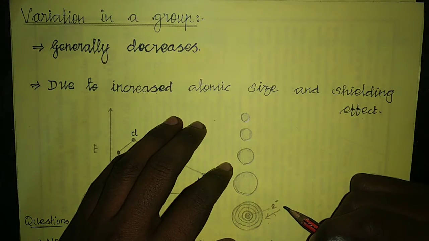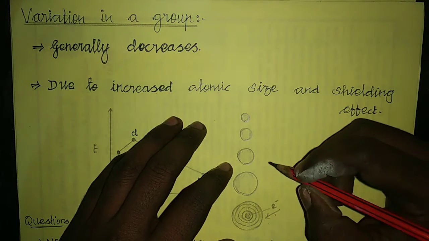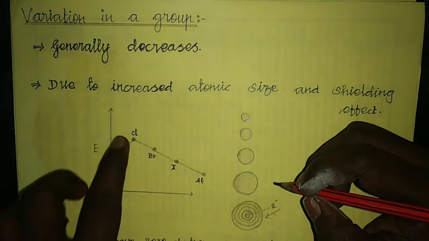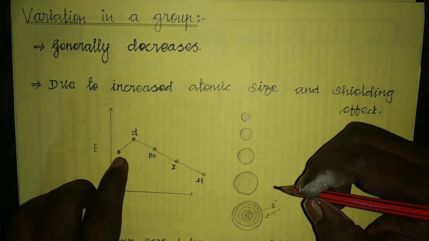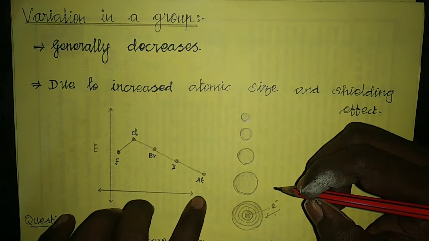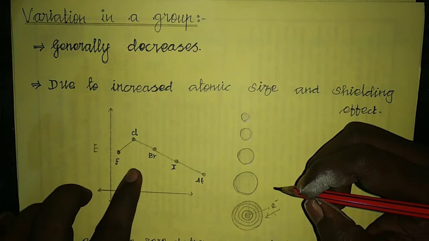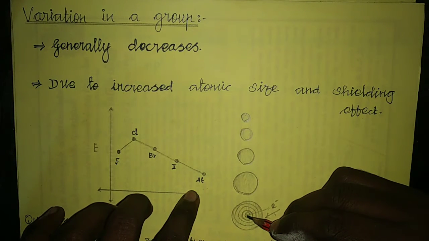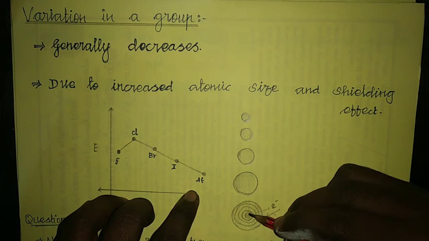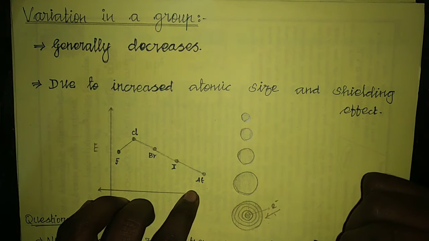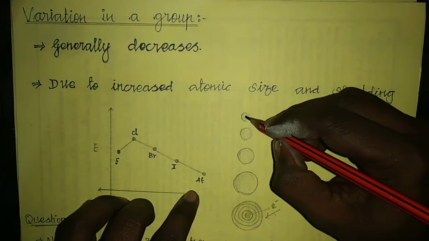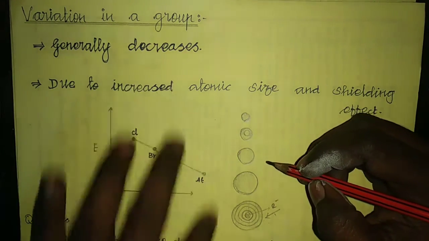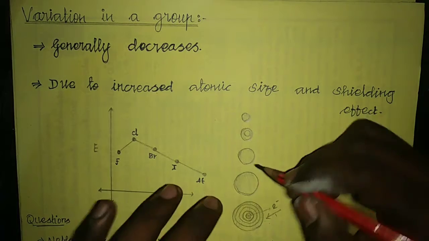So when the atomic radii increases, the number of inner shells increases. Dear students, here they have taken halogens, fluorine, chlorine, bromine, iodine and astatine. Imagine the last element, astatine: it will have a tiny nucleus at the center surrounded by a number of inner shells. Here there will be only one shell, here two shells, here three shells, so the number of shells is increasing. Number of shells means the circular paths.